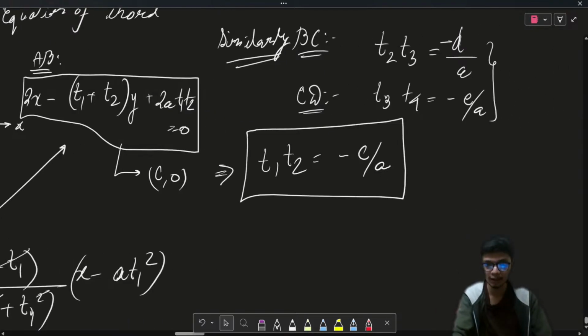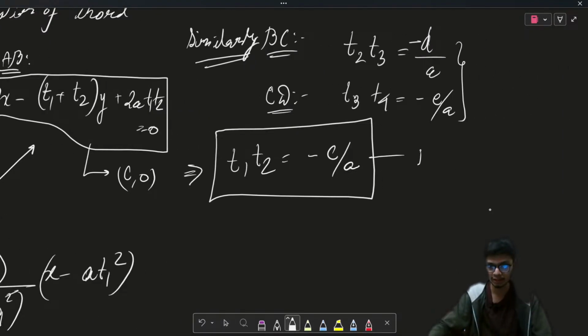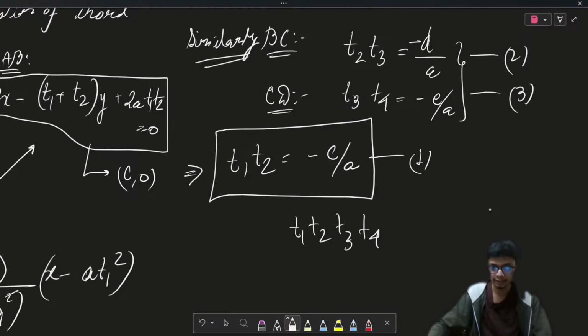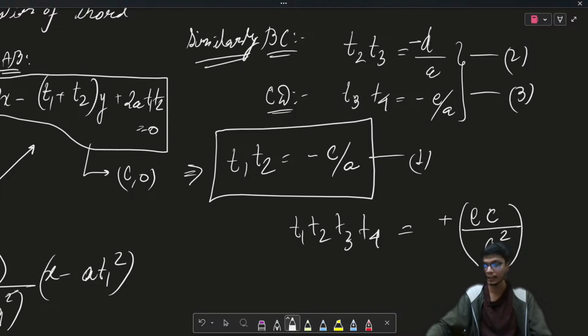And now if I multiply all these three equations, this is my first equation, this is my second equation, and this is my third equation. So you multiply all together, then I am going to get t1 t2 t3 t4 equals plus of ec upon a square. This part is clear.